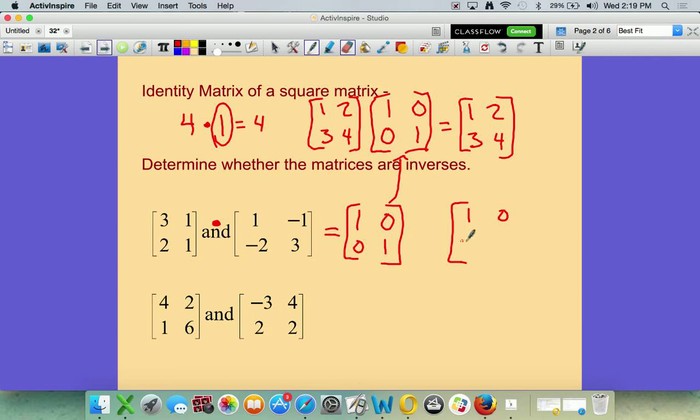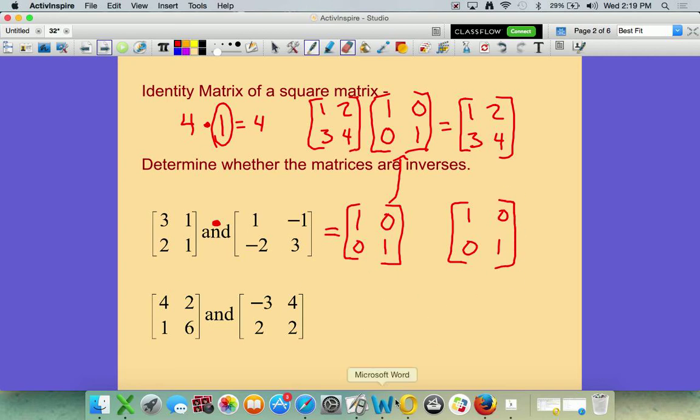Down here, row 2, column 1, this one and this one. So we have negative 2 times 3 is negative 6, plus 2 times 3 is 6. Add those together, we get a 0. And then this times this: negative 2 plus a 3 is a 1.